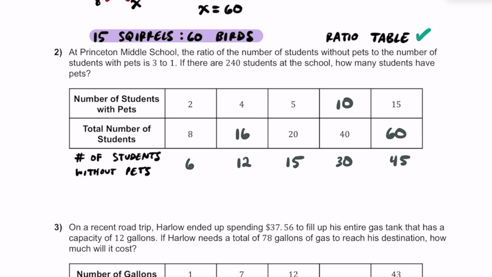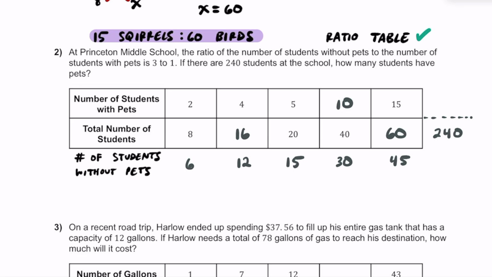Okay, so the question says, what if there's 240 students at the school? Well, we can see these are all the students at the school. So maybe we can create another one that's not in the table here. Maybe we can say, okay, there's going to be 240 students here, and we'd like to figure out how many total students here are going to have pets, right?